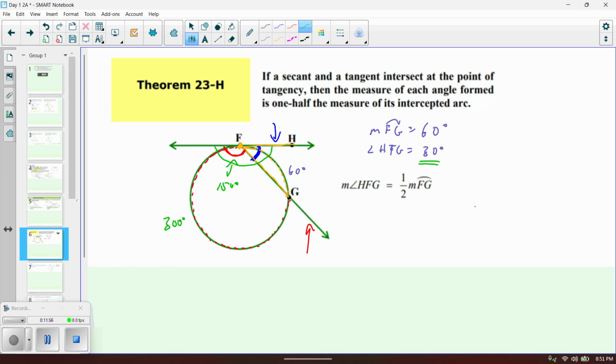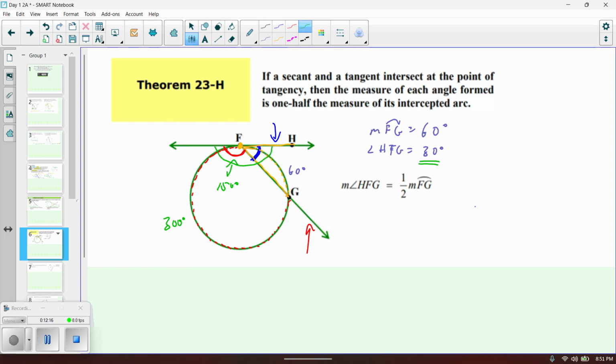So that works. Again, what this works for is if you have a secant line which intersects a tangent line at a specific point, then whatever the arc is for the intercepted secant line, the angle in between is going to be half of that measure.